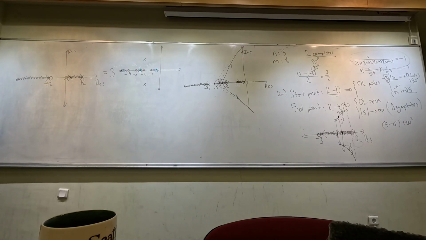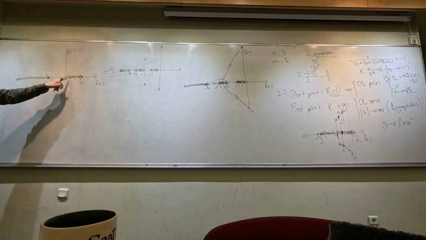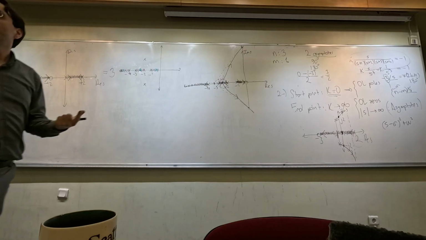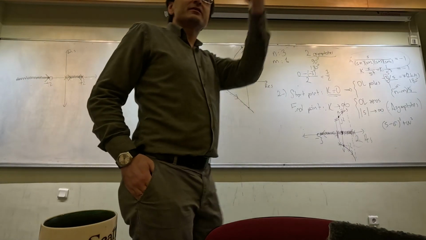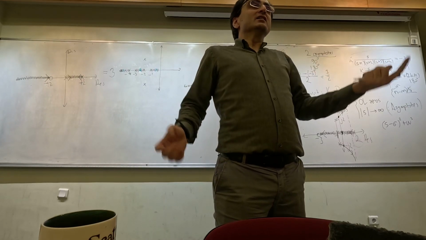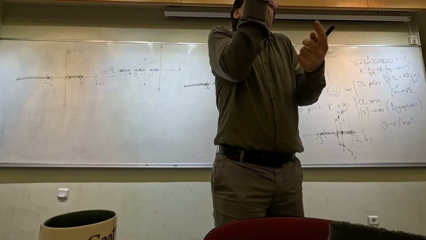So now let us look at the asymptotes. When I look at the asymptotes, how many asymptotes do I expect? How many asymptotes do we expect? 2 poles minus 1 zero. What is the number of asymptotes? 1. There is only one asymptote. What is the angle of the first asymptote? 180 divided by 1, 180. Okay? Angle between asymptotes. There is only one asymptote.